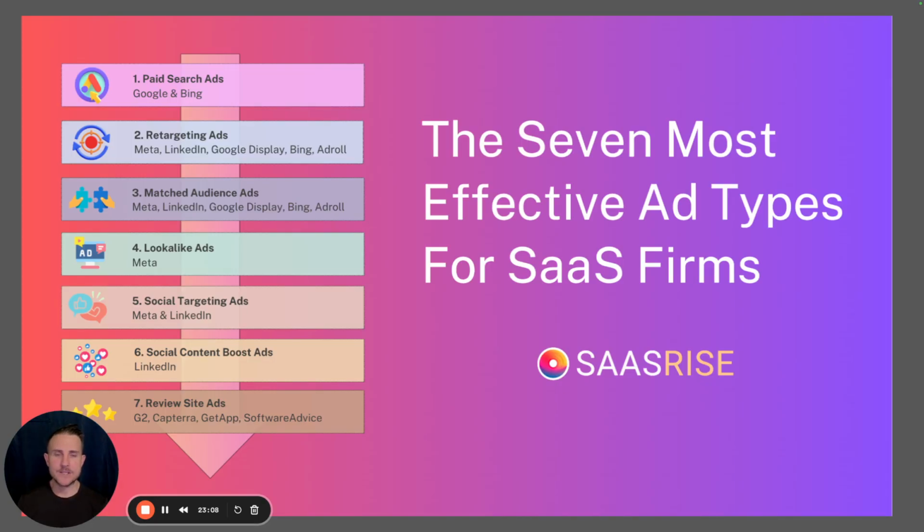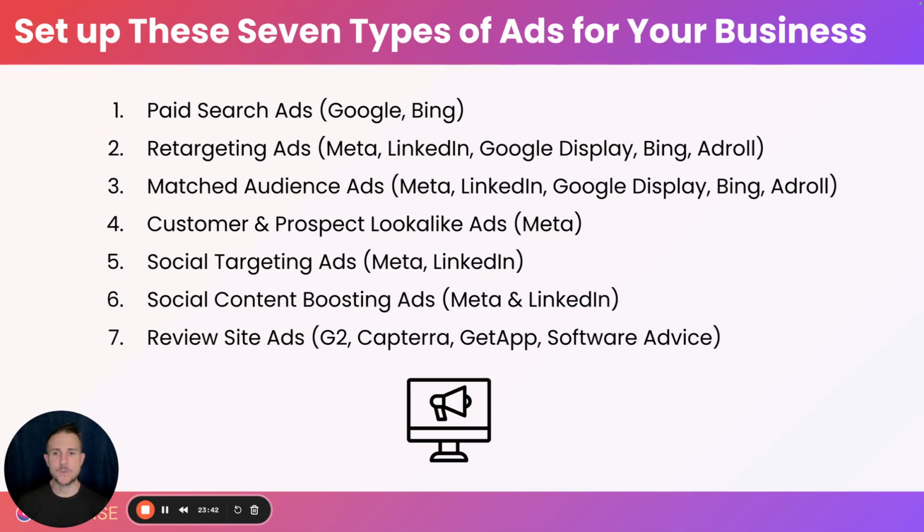All right, so next we're going to talk about the 7 most effective ad types for SaaS firms. We're going to go through them one by one here. And if you can get these set up inside your business over the next 3 to 6 months, either by implementing them through your head of growth on your team, your paid media person in your team, or through an agency or through SaaSRise, you can really be able to test your CPLs and CPAs, and then 3 to 6 months from now know what works and ramp it up. So we're going to now talk through how to set up each of these types of ads.